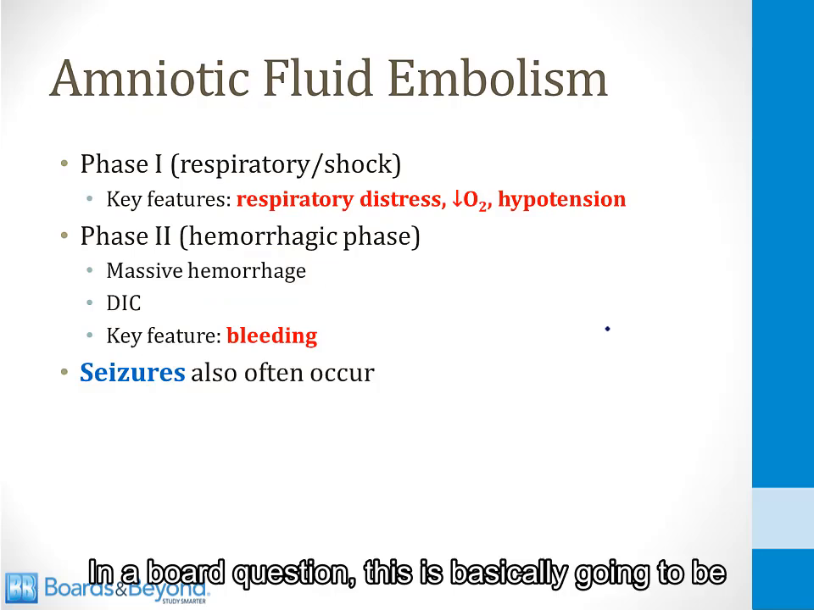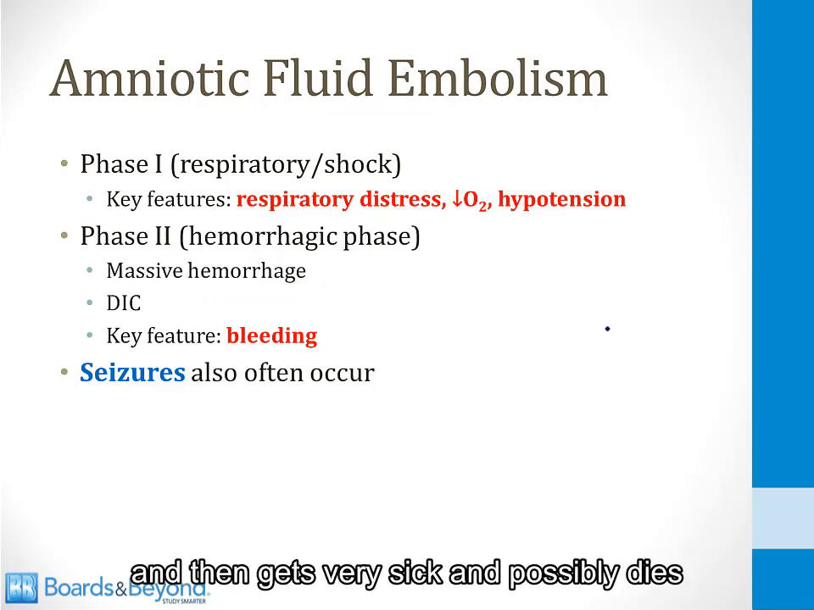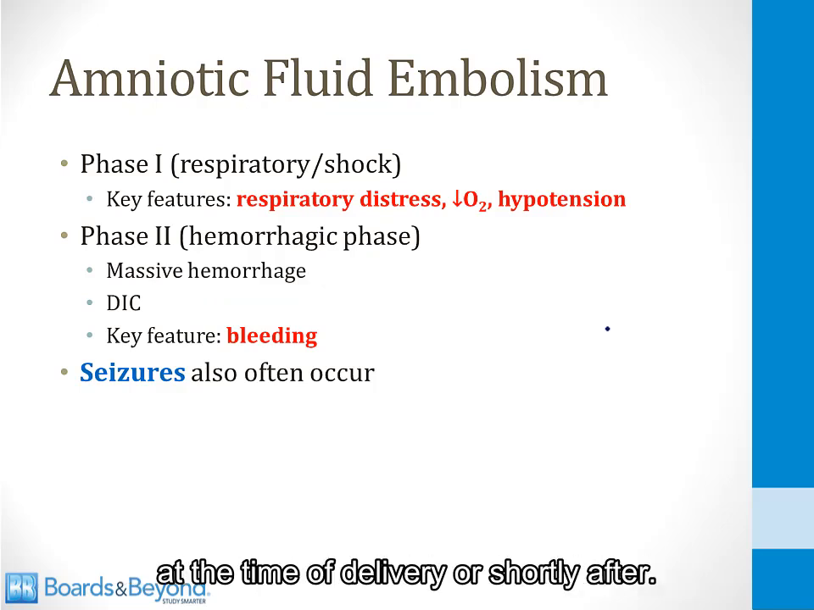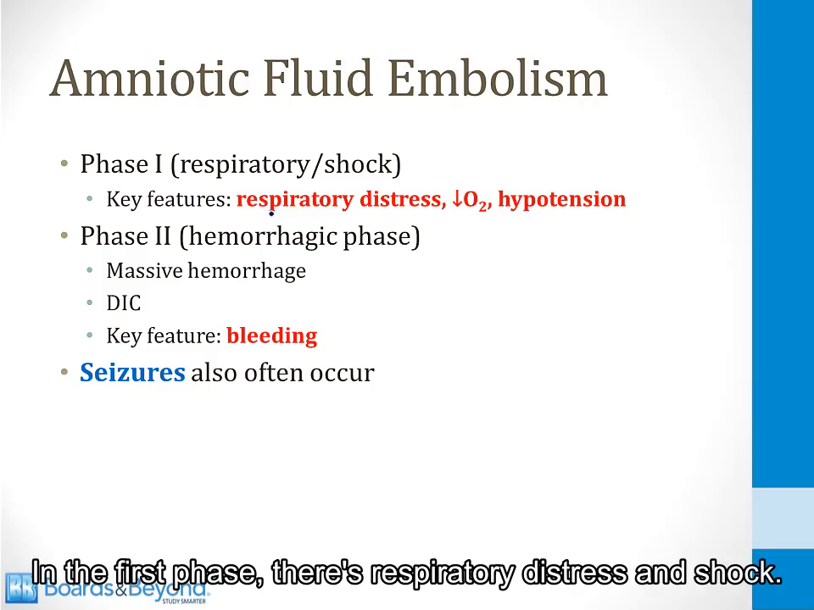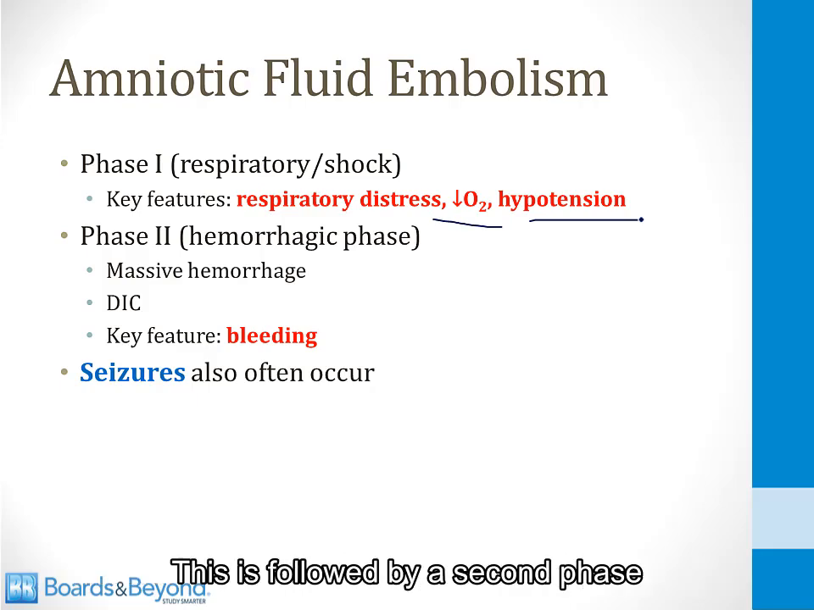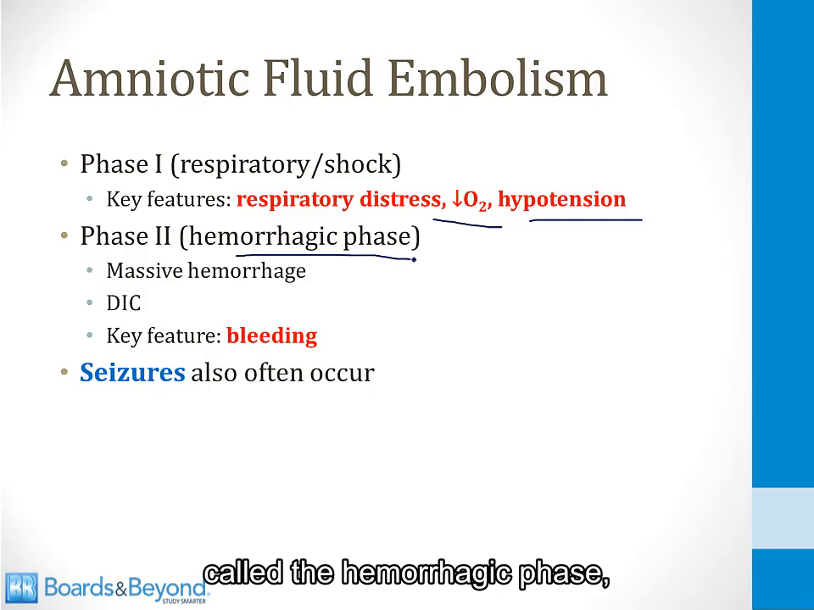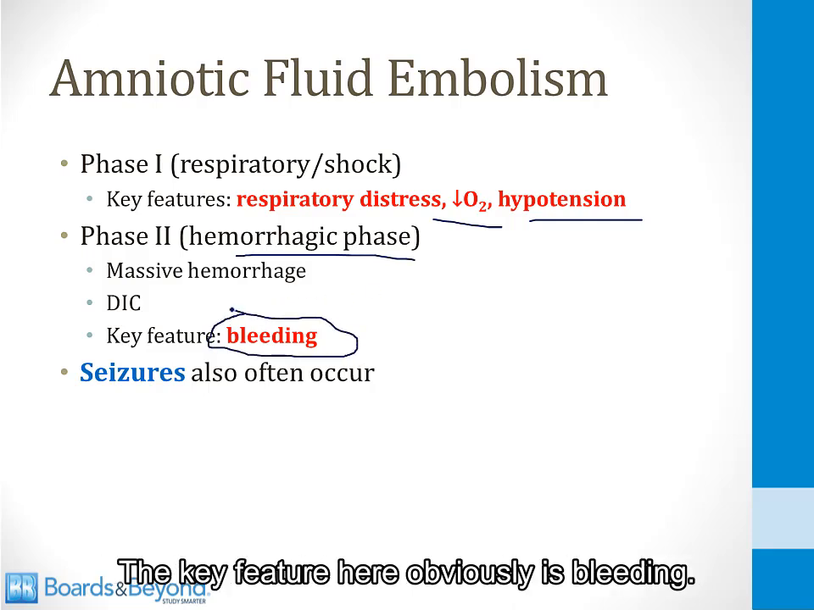In a board question, this is basically going to be a woman who has had a normal pregnancy and then gets very sick and possibly dies at the time of delivery or shortly after. Technically, there are two phases to the syndrome. In the first phase, there's respiratory distress and shock. The woman will have hypoxemia and hypotension. This is followed by a second phase called the hemorrhagic phase, where the woman has massive bleeding and DIC. The key feature here, obviously, is bleeding.